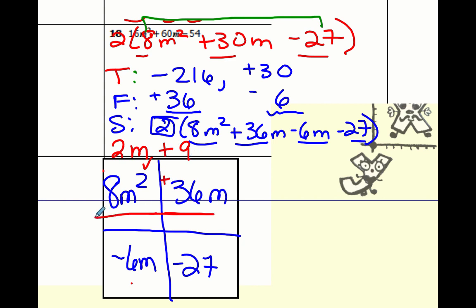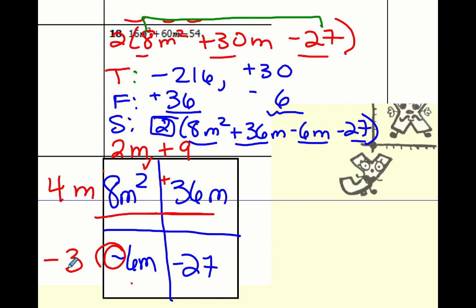and go this way. So what's the biggest number that goes into 8 and 36? That would be 4, and they both have an m in common. Negative 6 and negative 27, both are negative, so you definitely have to pull out a negative. But remember, because the first term in that row is negative, that's why we're pulling out the negative. And 6 and 27 are both divisible by 3.